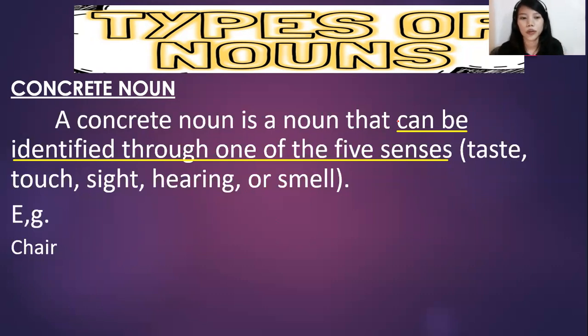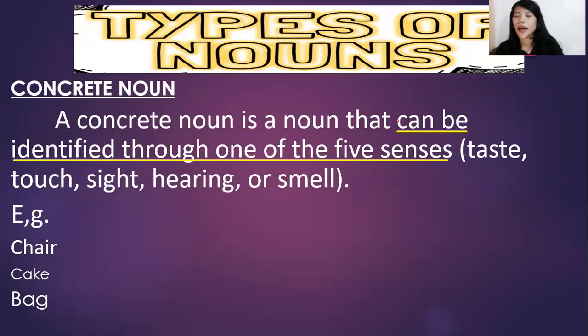Anything that can be identified by one of your five senses is what we call concrete noun. For example, chair. Can you touch a chair? Basically, yes. Can you see a chair? Basically, yes. Cake. We can see cake, we can taste and smell cake, therefore it is concrete noun. Next, bag, and so on and so forth. Anything that you can see, anything that you can touch, anything that can be perceived by one of your five senses is what we call concrete noun.